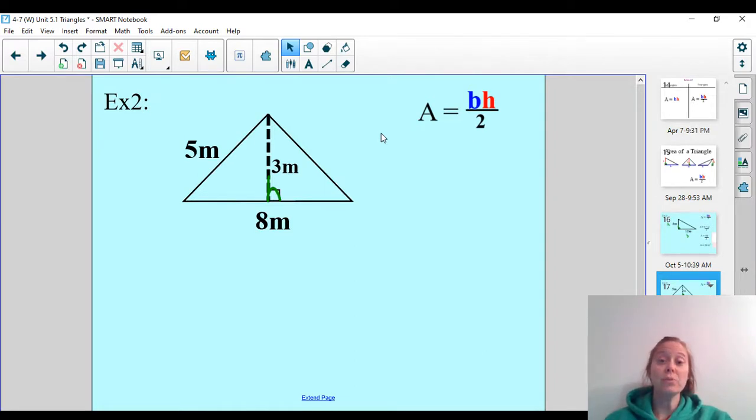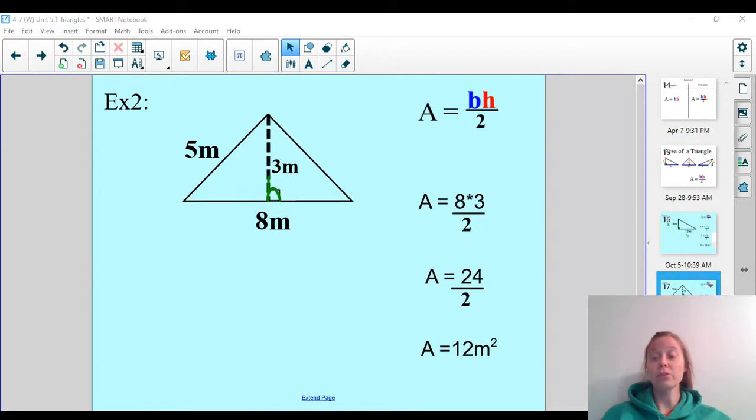Okay, so the two numbers we need to use are the 3 here for the height, which is sitting on the base of 8. So we need to use 3 and 8 for this formula. So set up the formula and solve that problem. All right, so you should have gotten 8 times 3 divided by 2 is filled in the formula. Then we do the math. We multiply to get 24, which divided by 2 is going to give us 12. So the answer to this problem is 12 meters squared.